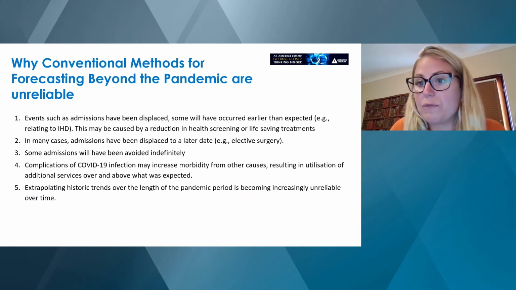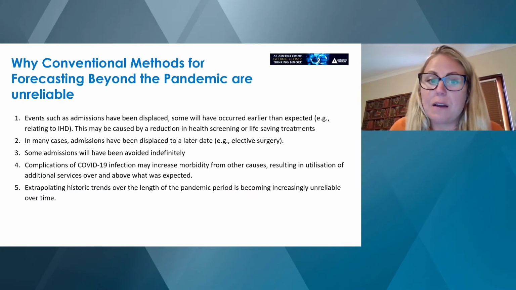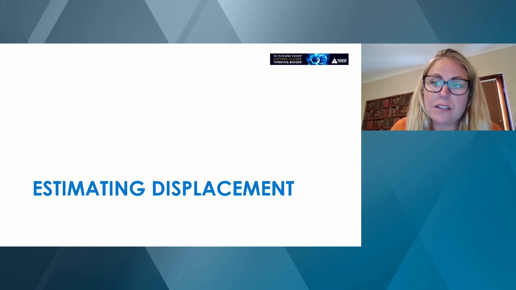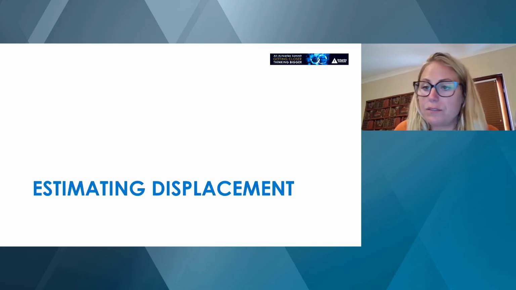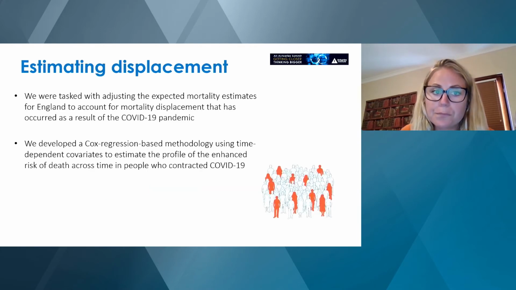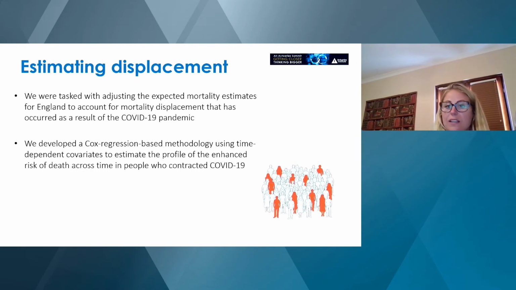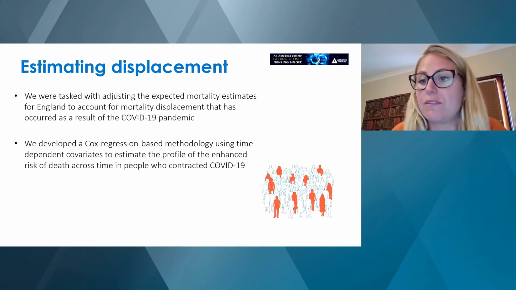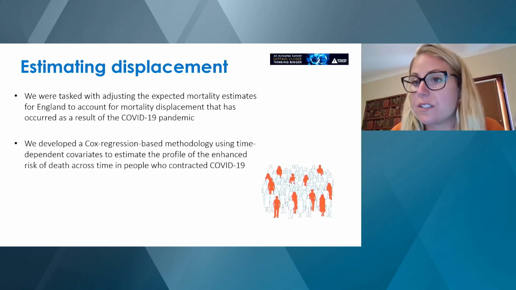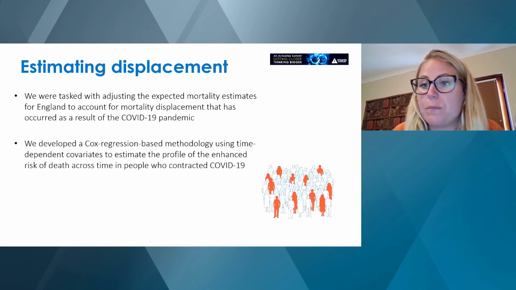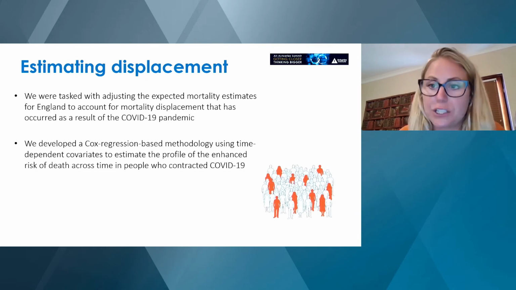But in the meantime, we've been looking at mortality displacement and making an adjustment for that. So for the next few slides, I'm going to talk through how we're doing that and give you an example of some of the analysis we've done with the hip fracture data set. So we were tasked with adjusting the expected mortality estimates for England to account for mortality displacement that occurred as a result of the pandemic. And this task came from NHS England because many of the estimates of expected deaths are used for hospital resource allocation.